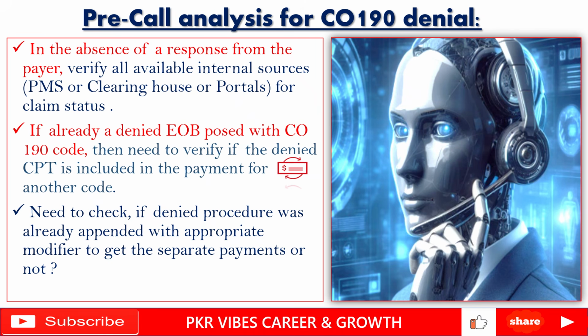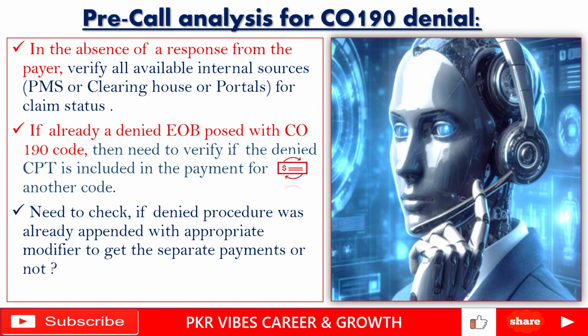For example, if a denied EOB is already posted with a CO190 code in your PMS, then as an AR caller for a CO190 denial, you have to verify if the denied CPT is included in the payment for another CPT code. You have to understand that this denial code CO190 means already included in another procedure.